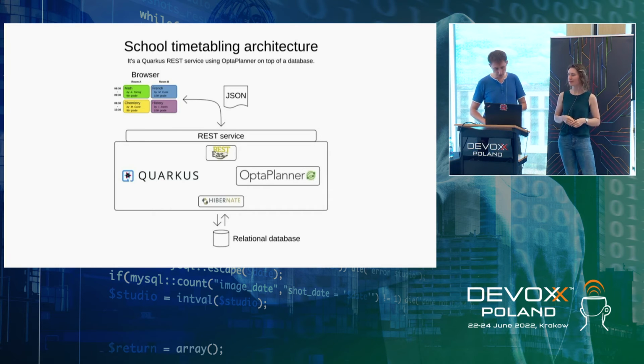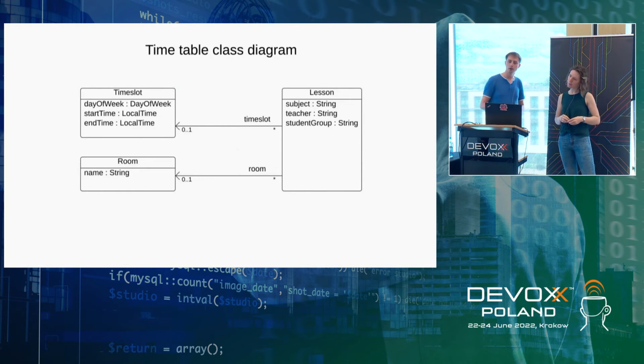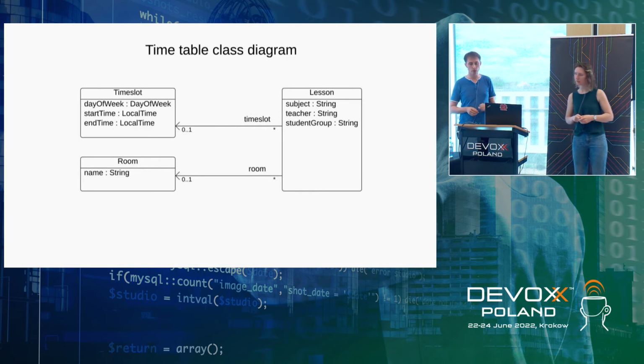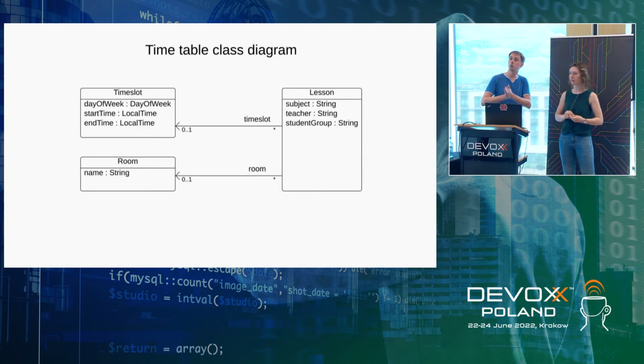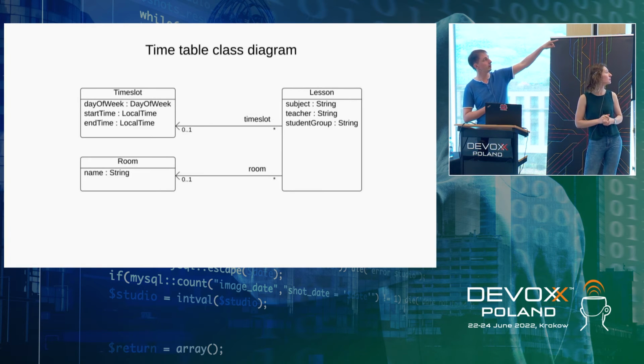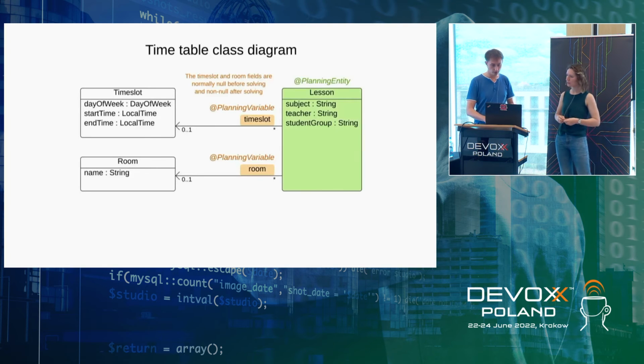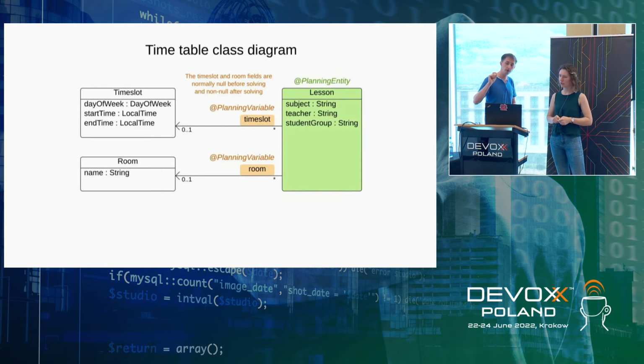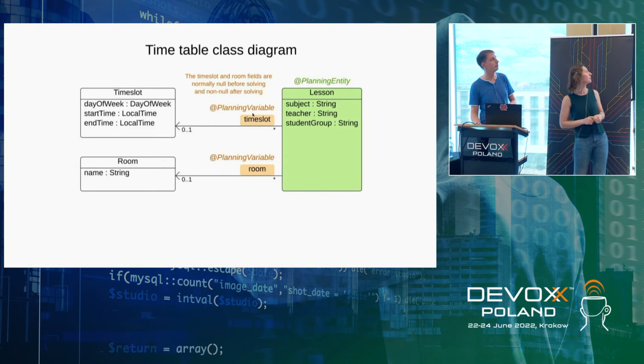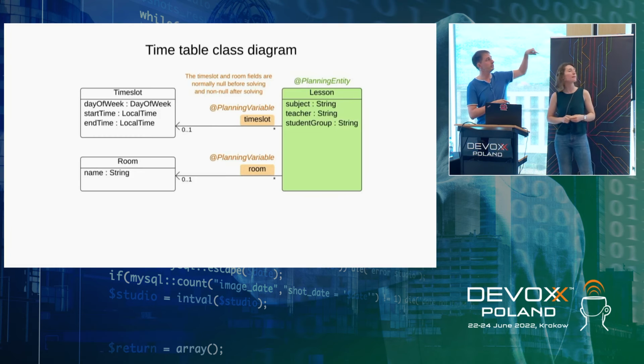And then what you need to do is take your domain objects, the ones we already showed earlier: the lesson class, the time slot class, and the room class. OptoPlanner needs to know what it can change for you. So you need to tell it that you want OptoPlanner to assign the lessons to a time slot and a room. How to do that? We just annotate those two things we can change, the time slot and the room, as the planning variable. So then OptoPlanner knows these are the fields it can change.